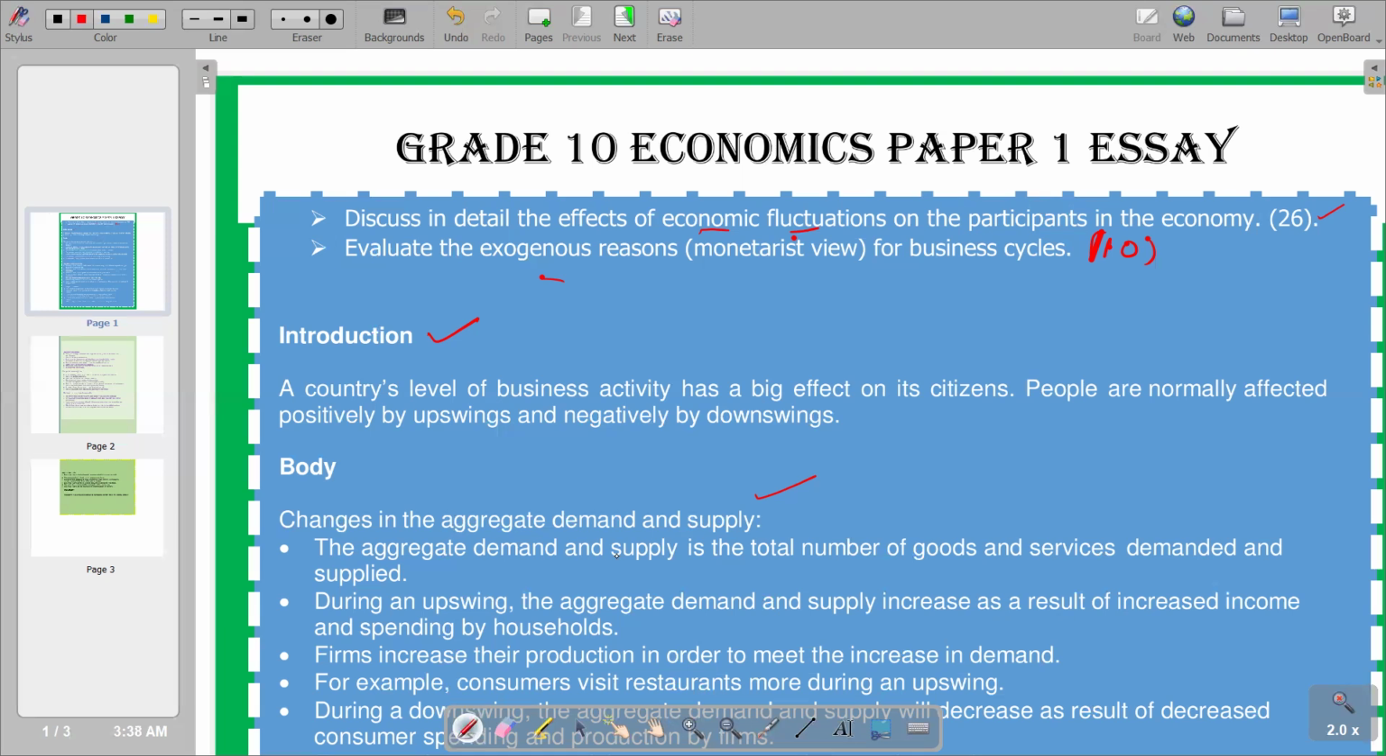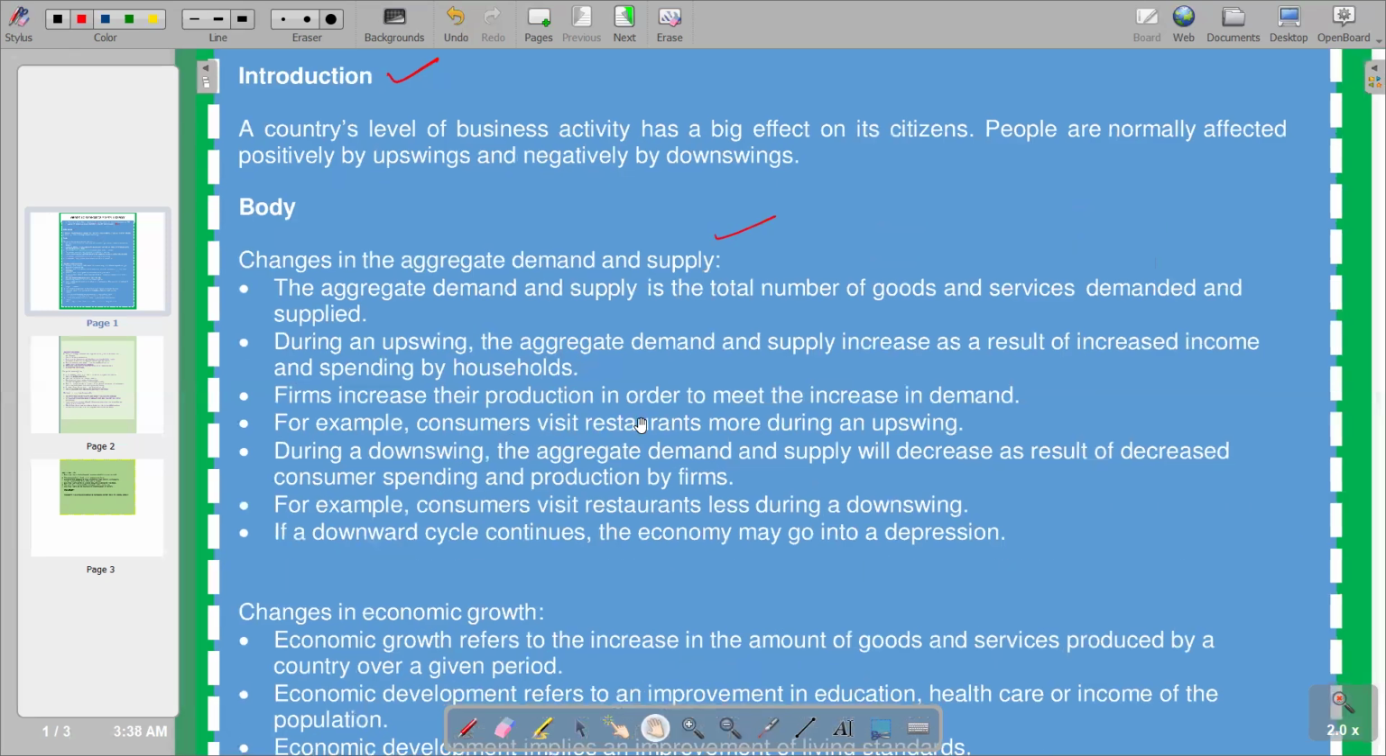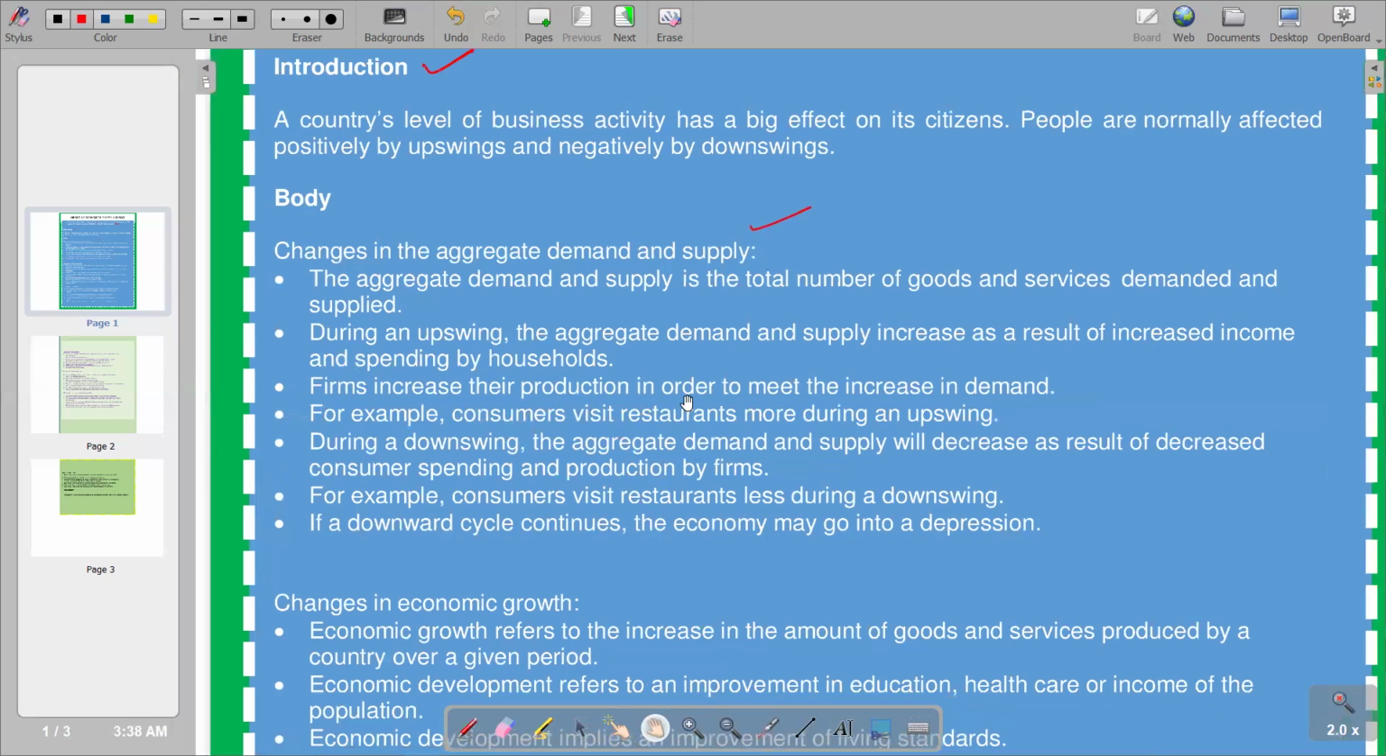And we're saying that when we're having an upswing, our aggregate demand and supply will increase. So that's what we have on the second point. Moving on to the next one. Firms increase their production in order to meet the increase in demand. Obviously, this represents an increase in economic activity as firms are increasing their production.